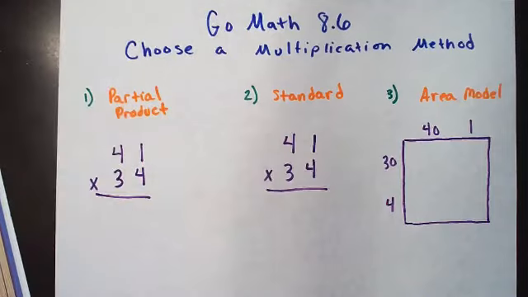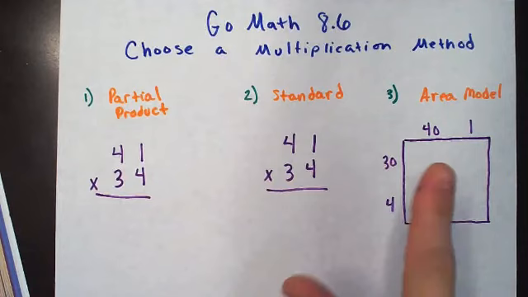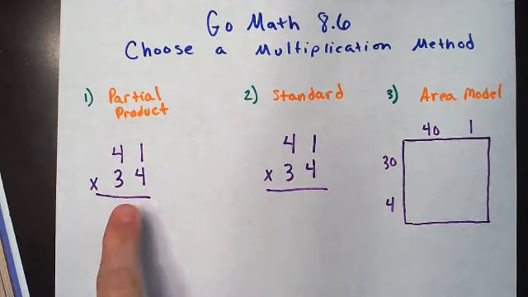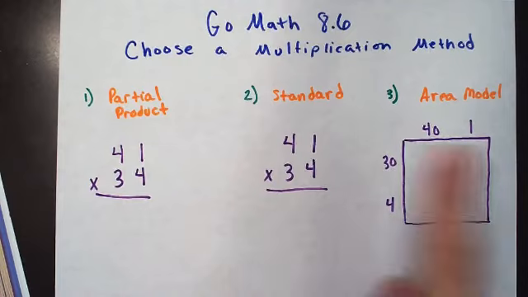Alright, we are now on Go Math 8.6. This is probably one of my favorite ones of the whole module 8 because you can choose the way you want to multiply. So what I've got here is the three ways that we have learned about. We're going to do the partial product way, the standard way, which is the second row out of zero, and then the area model. Now, it's all whatever you want.